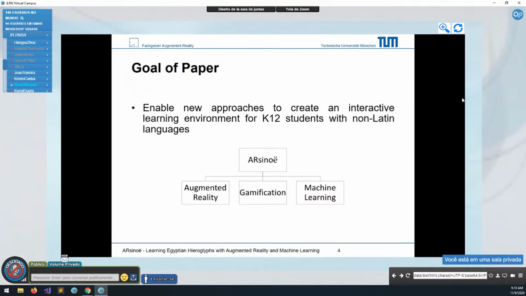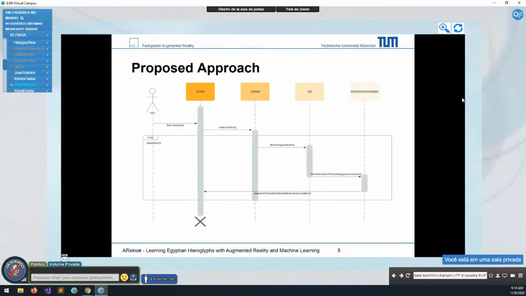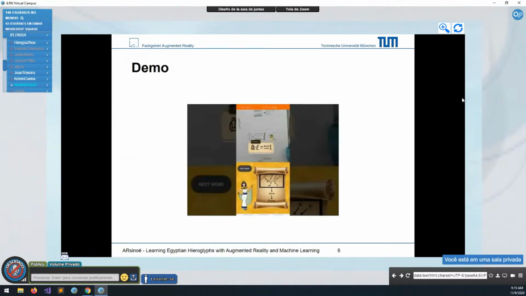Please, next slide. So the proposed approach is basically that the user writes the Egyptian hieroglyphs on a paper, opens the camera, gets the image in real time, and sends it to the neural network, which detects the glyphs in the image. Then the system forms words and sentences from these glyphs, translates them, and augments them to the user. Next slide, please. So we could see here a demo.